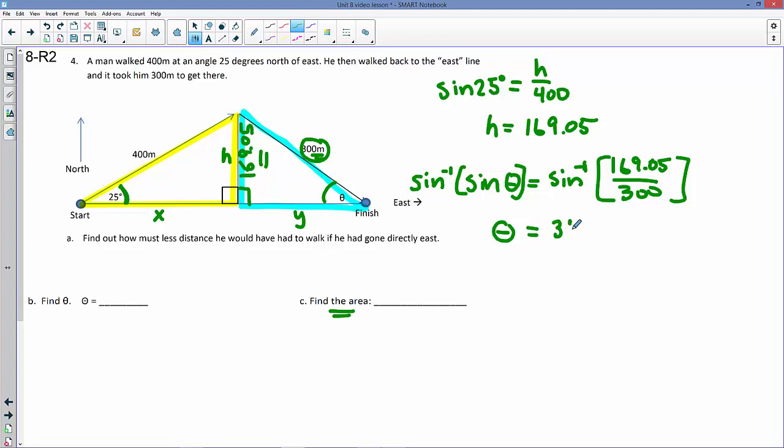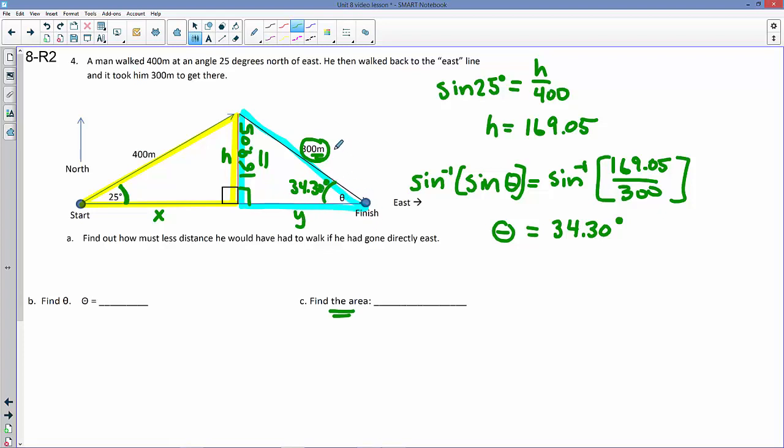We get 34.30 degrees. That's rounded, of course, but not much. We don't want to round to the nearest degree just yet. Now I'm going to use that angle to find y.